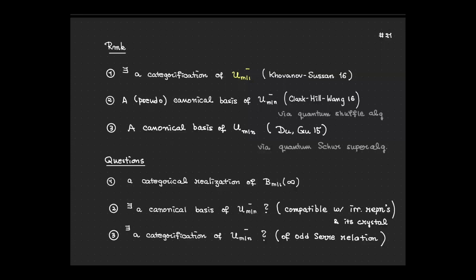But anyway, recently there have been several works to categorify the negative part of the quantum group, and one result is due to Khovanov and Sussan. They gave a categorification of the negative part of the quantum group corresponding to GLM1. So there is one odd isotropic root, but the GL0n part is trivial.